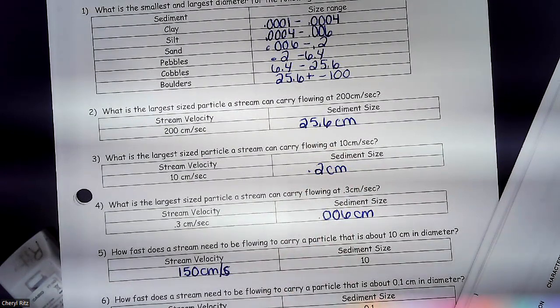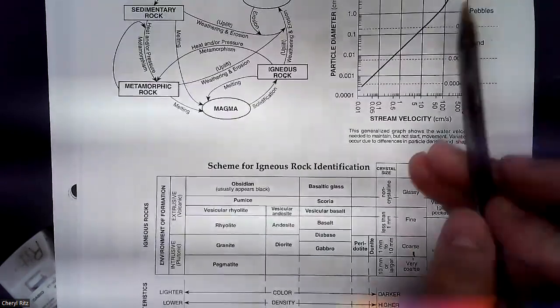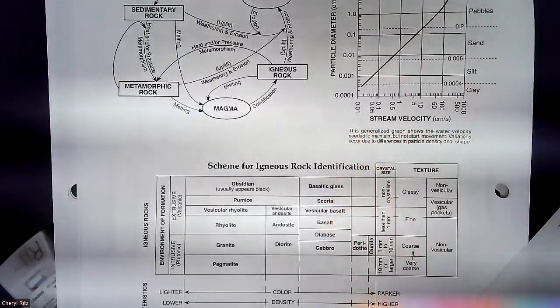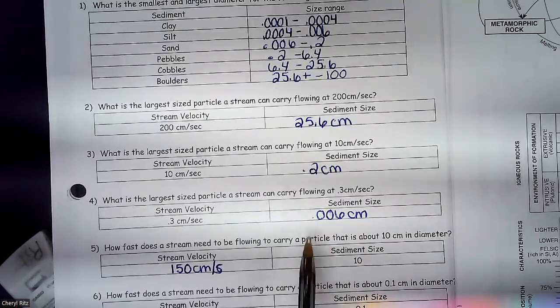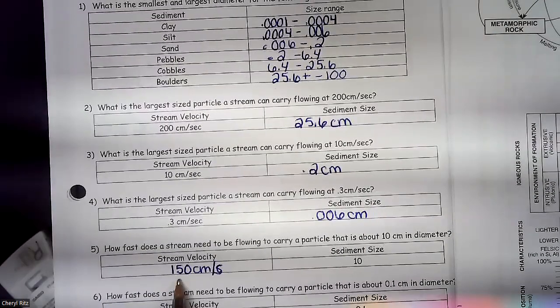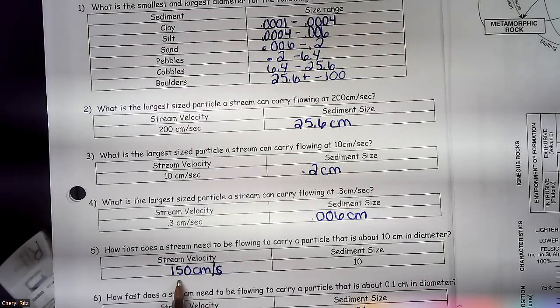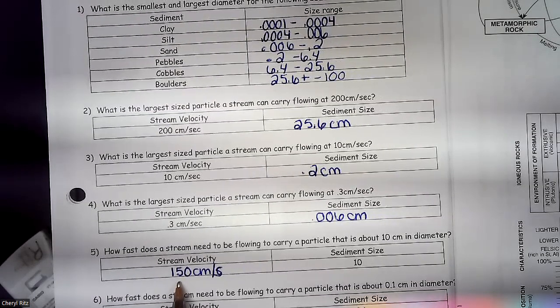Now the next one, they give you the sediment size. So you start at 10. Go over till you hit the line, read down. Now that one is also kind of hard to see. I went with, it was a little less than 200, and so I went with 150, but if you put 200, you're fine. Did anybody put something drastically different? Anybody not sure if your answer is good enough?